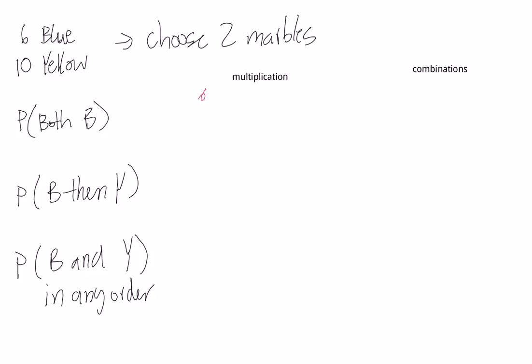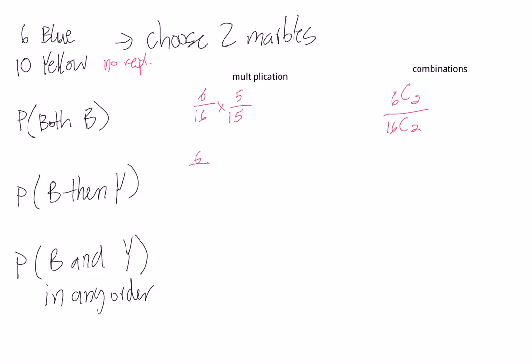So we'd have 6 blues out of 16, and then 5 blues out of 15. If we use multiplication, we're not going to replace, so just like before, we're not replacing. Order doesn't matter in this case, so 6 out of 16, 5 out of 15. Or if we use combinations, we want 2 out of the 6 blues, out of 2 out of the 16 total.